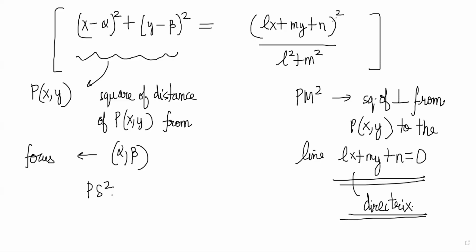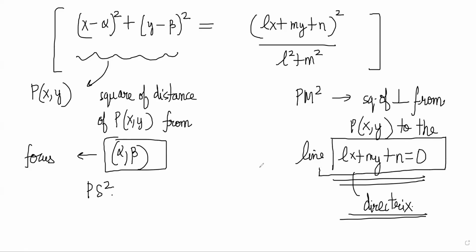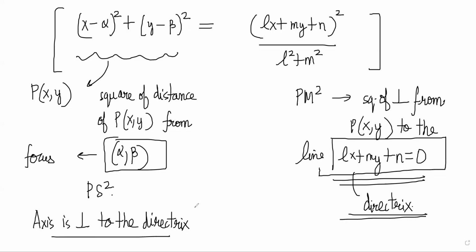So here, what we know for sure is that the focus is the point (alpha, beta) and the directrix is the line Lx plus my plus n. So what else can we say from here? Obviously, we know that the axis is perpendicular to the directrix. And since the directrix was given as Lx plus my plus n, the axis will be perpendicular to it and pass through (alpha, beta), right? So using these two conditions, we can actually find the axis of the parabola. I'll do that on the next screen.